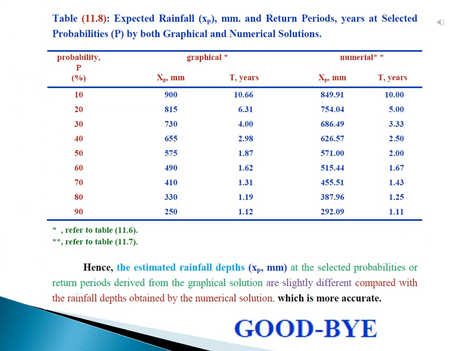Look, my dear, table showing the expected rainfall and return periods at selected probabilities, by both graphical and numerical solutions. Note also that the estimated rainfall depths at the selected probabilities or return periods derived from the graphical solution are slightly different compared with the rainfall depths obtained by the numerical solution, which is more accurate.